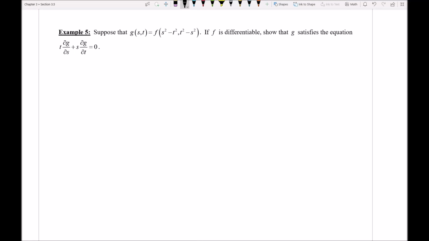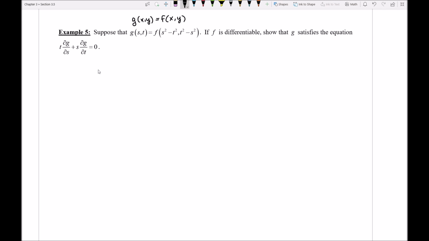The last example that we're going to take a look at here is example number 5. This one here is going to ask us to demonstrate something that might seem a little bit strange at first. Suppose here that we have a function g that has variables s and t, but it's weirdly written here. We could almost imagine that prior to this setup, I had a function g that had x's and y's, and it was some formula with x and y up here, but that something got subbed in for those x's and y's. If f is a differentiable function, show that g satisfies this equation.